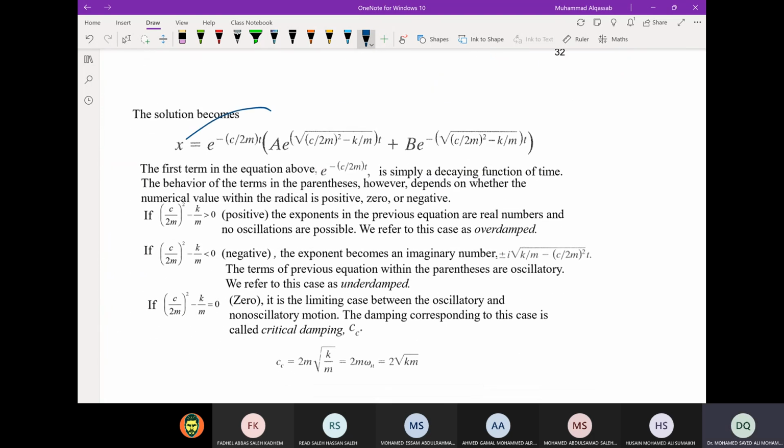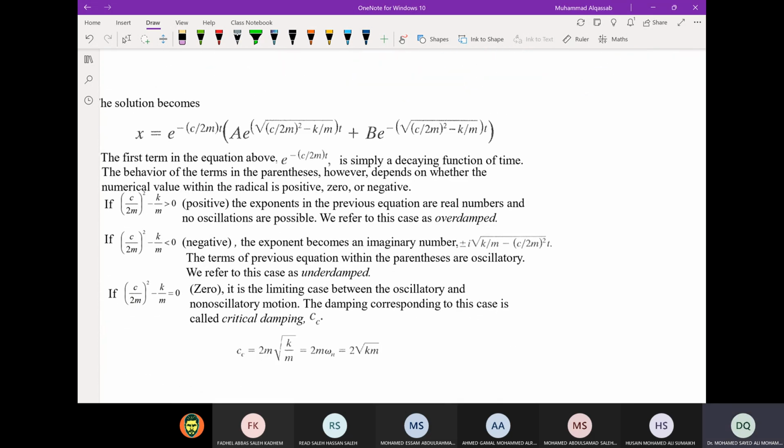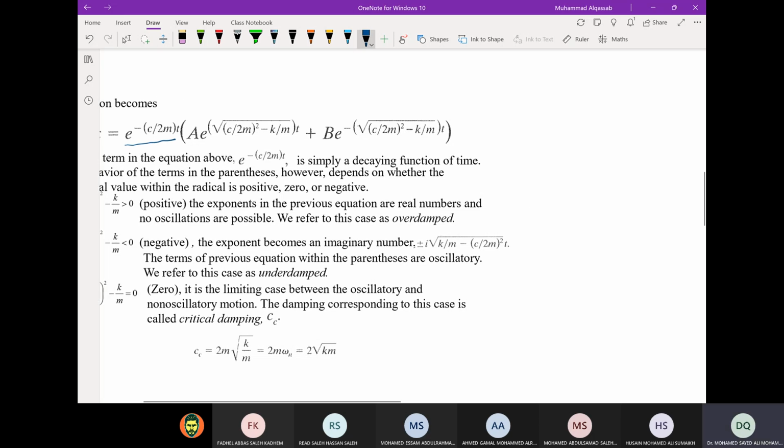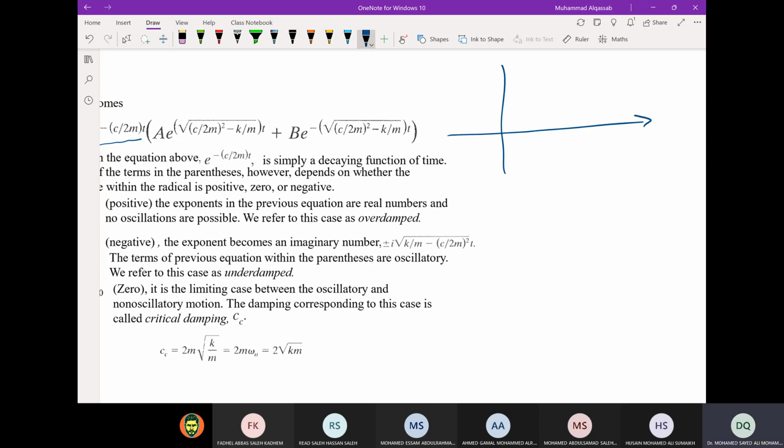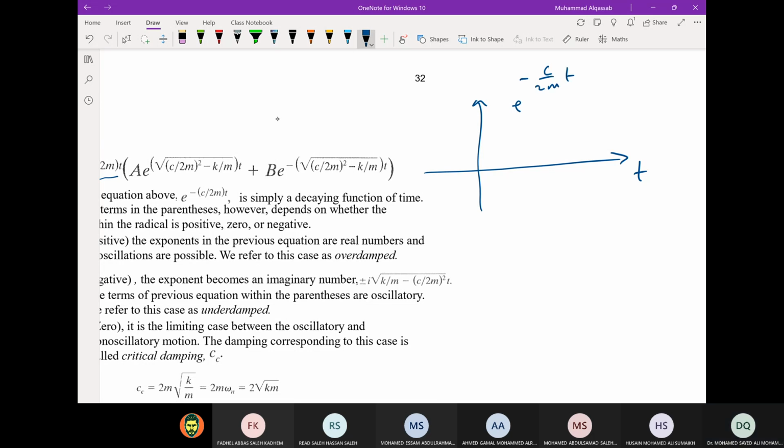This is the function that we take as a common function, multiplied by the addition of two functions in parentheses. This is an exponential function. When you plot e to power minus c over 2m times t, starting with t equal to 0, this is starting from 1. And then as time progresses, this will decay and become asymptotic to the t-axis.